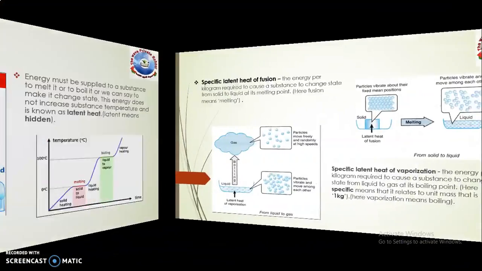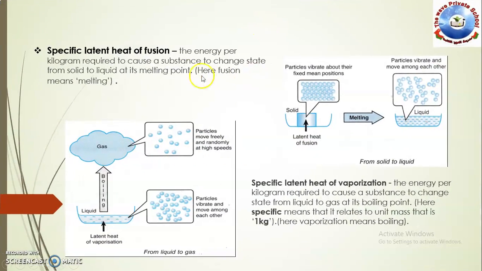Now let's move on to specific latent heat of fusion. What does it mean? It is the energy per kilogram required to cause a substance to change state from solid to liquid at its melting point.